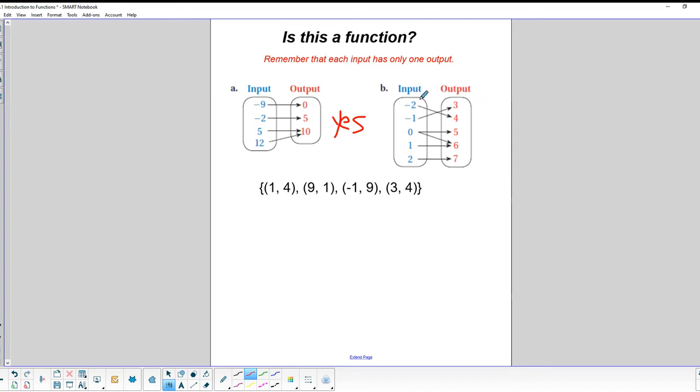Okay, how about this one? Well, 2 goes to -4, -1 goes to 3. Oh, look at this. 0 goes to 6 and 5, and that's enough to make this not a function.